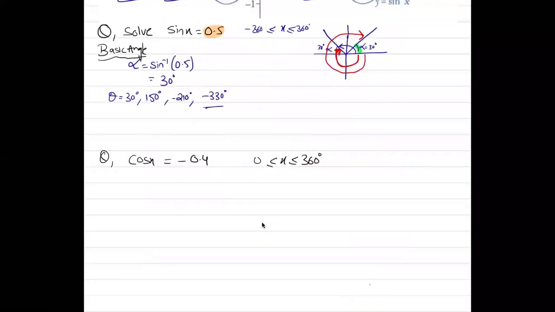Now cos x equals negative 0.4. The domain given to you is from 0 to 360. So I want you to do this for me. You are going to first see in which quadrants cos x is equal to negative 0.4. After deciding the quadrants, you're going to find the basic angle and then find the appropriate angles.